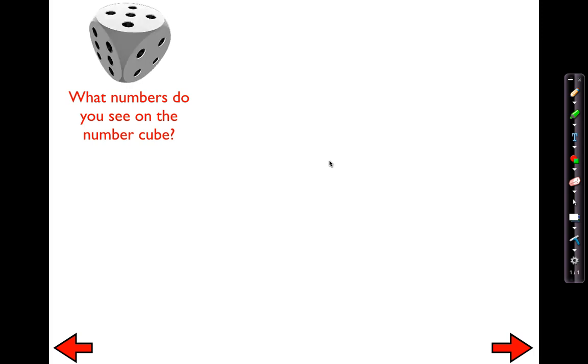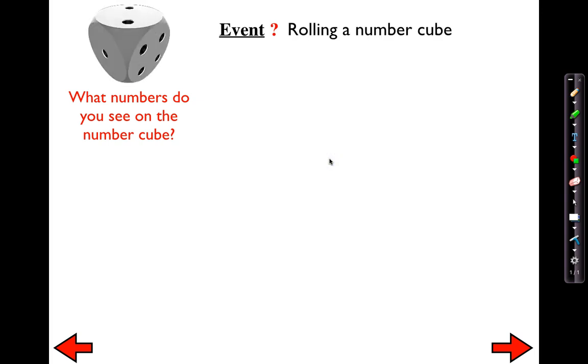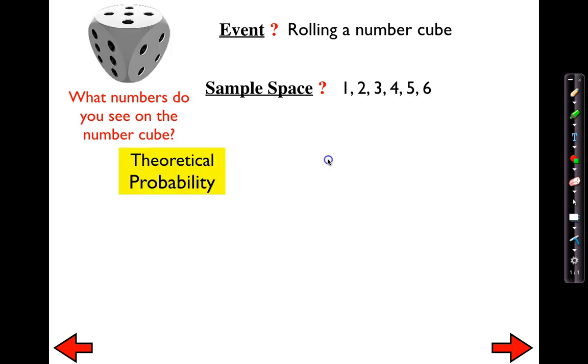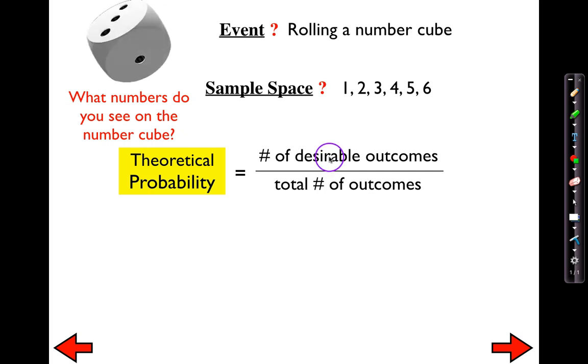So what numbers do you see on this number cube? Hopefully you first understand that the event would be rolling a number cube, and the sample space would be all the different numbers you can roll: 1, 2, 3, 4, 5, and 6. Theoretical probability, again, is what outcome we're looking for over how many outcomes there were altogether.